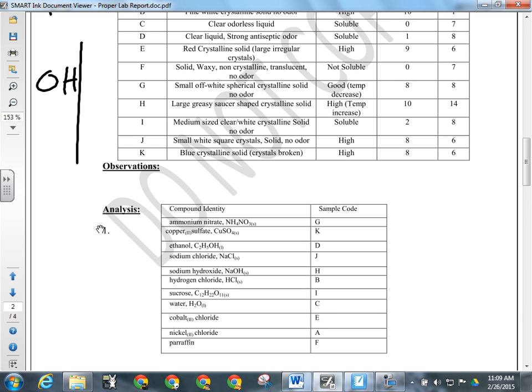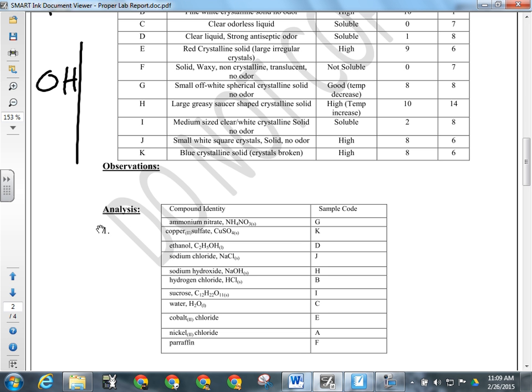Okay, for J, small white square crystals, solid, no odor, highly soluble, conductivity of 8, definitely ionic, pH around 6. I don't have a lot of things left. That sounds like table salt to me. Okay, that's sodium chloride. Okay, for K, blue. All right, we've only got 2 things left, and only one of them is blue. It would be copper sulfate. Okay, now we go back to G. There's only one thing left. Ammonium nitrate. Okay, and that's the stuff that's in cold packs. Well, that seems to fit with this. When I added water to it, it got colder. Okay, you guys follow the reasoning there?